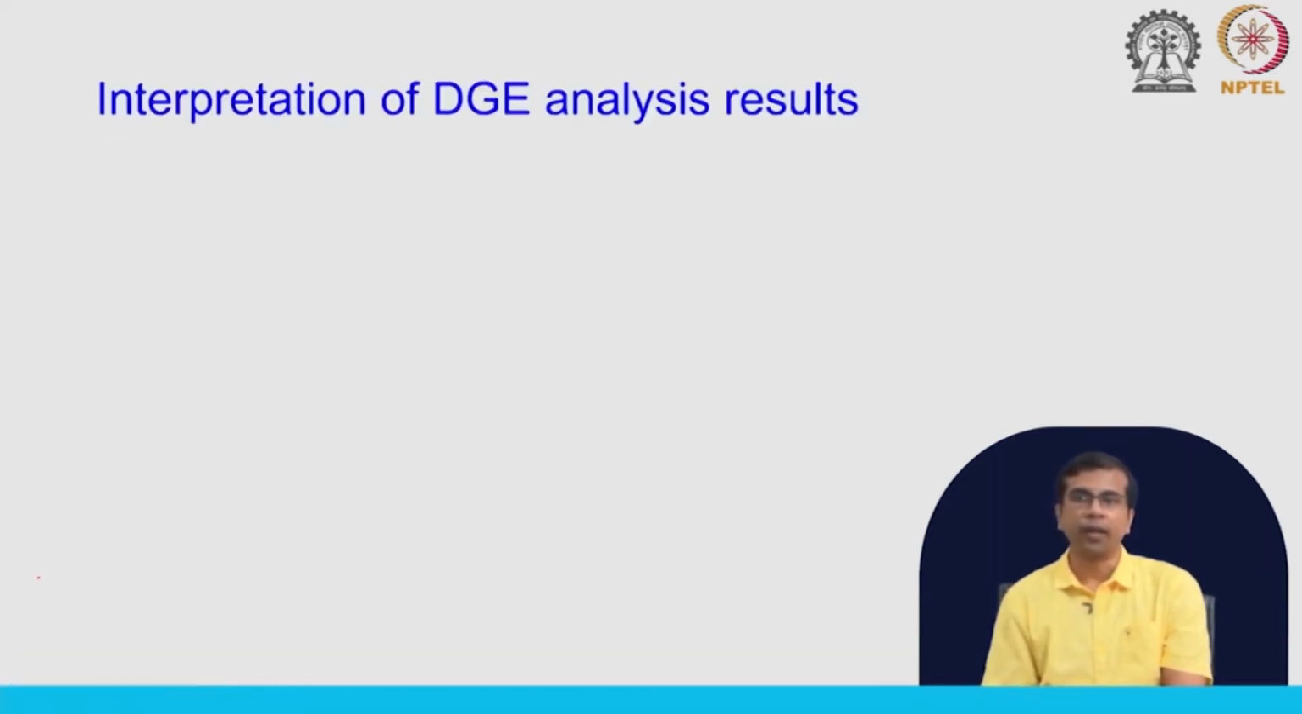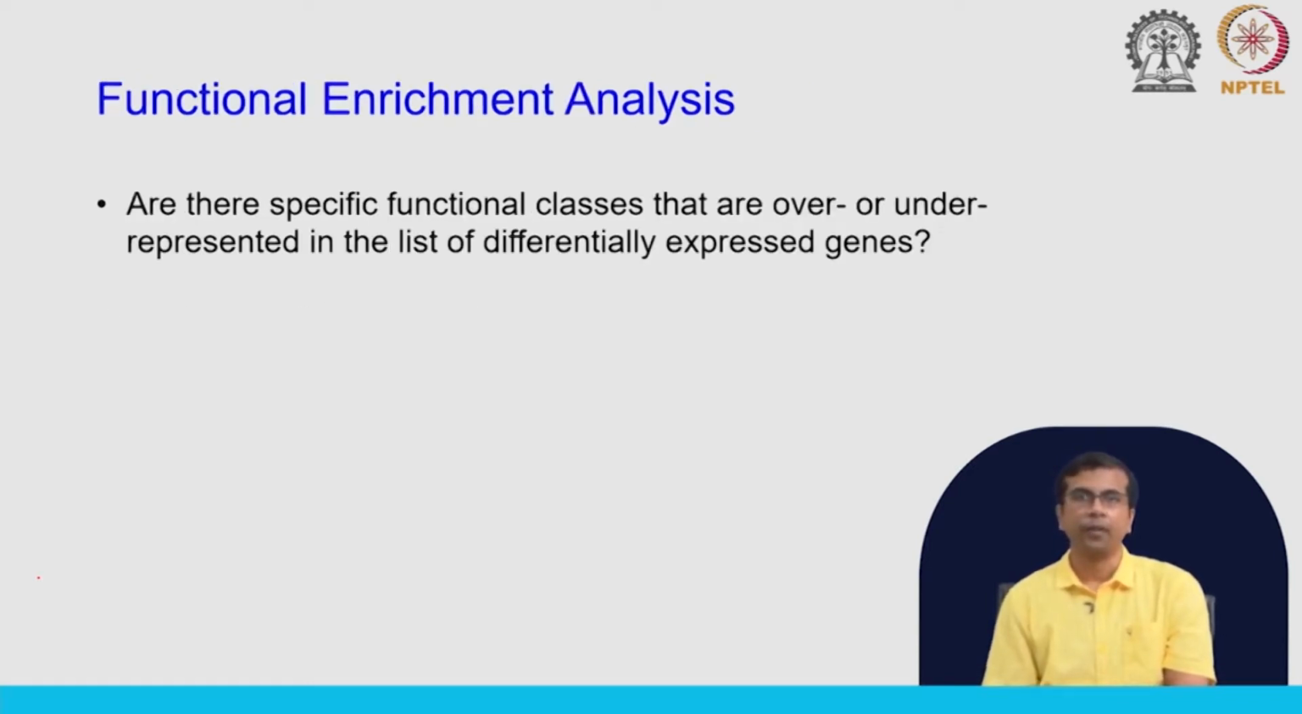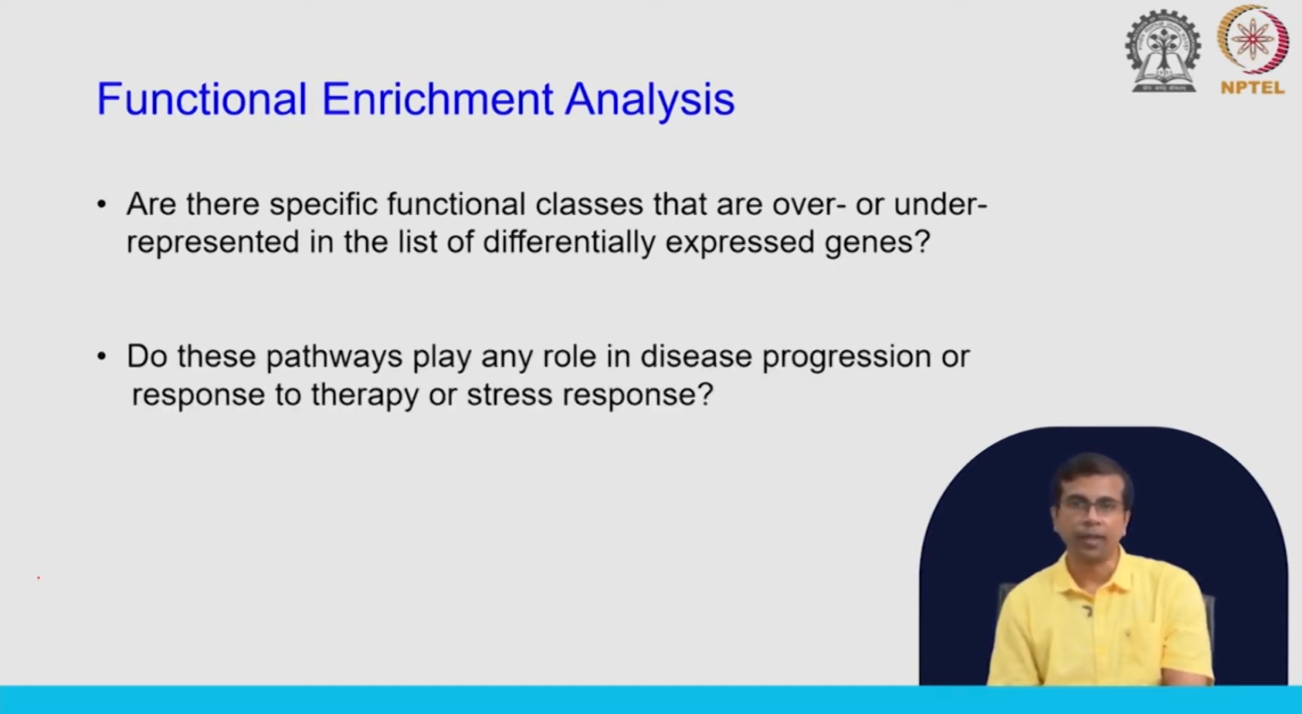Just to remind you, we do something called functional enrichment analysis. This is also sometimes called gene set enrichment analysis or pathway enrichment analysis. They are not exactly the same, although they are used interchangeably. What functional enrichment analysis tries to do is answer these questions: whether there are specific functional classes that are over or under represented in the list of differentially expressed genes. And as I mentioned, the ultimate goal is to understand whether these pathways play any role in disease progression if we are doing a disease versus healthy sample comparison, or whether they have any role in response to therapy.